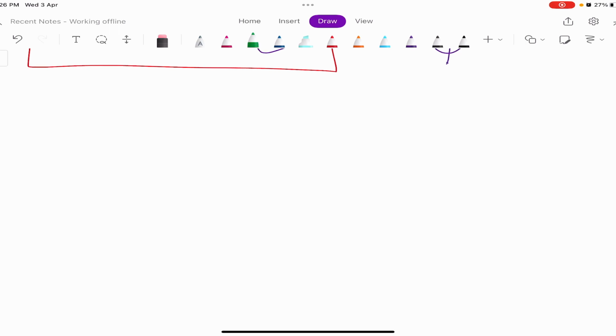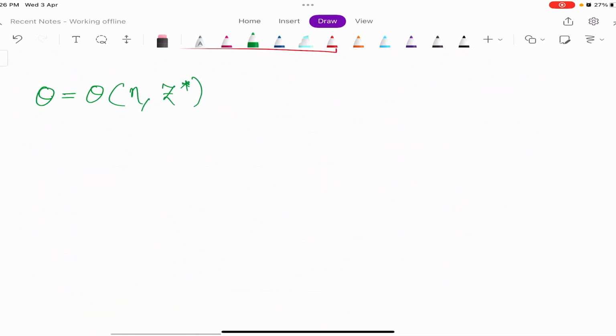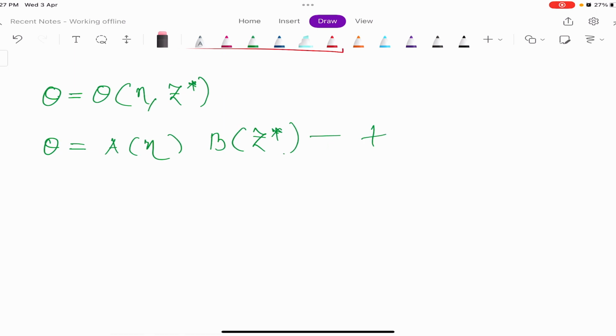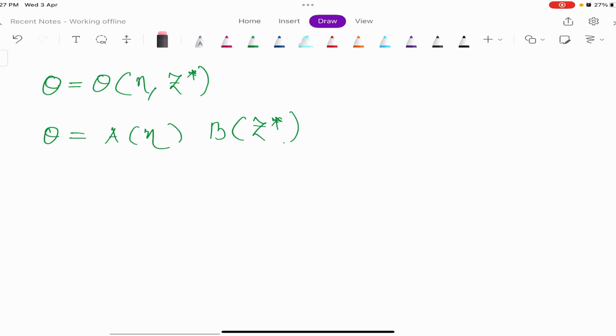So you see theta is a function of eta and z star, correct? Okay, so separation of variable, there can be various ways. This is a mathematical method. So theta is equal to maybe A of eta into B of z star. There can be other forms also. You can have something like plus something, or maybe a square of something, you can have that, but here we take this form.